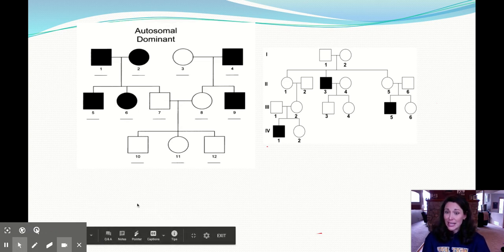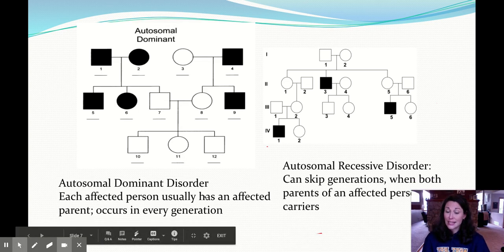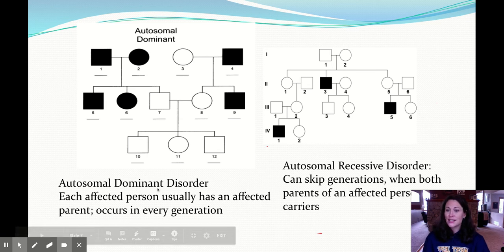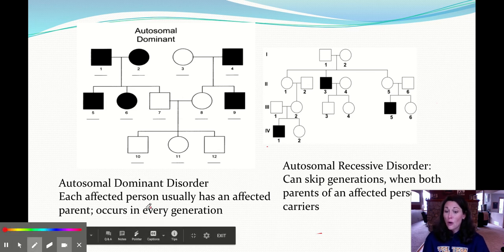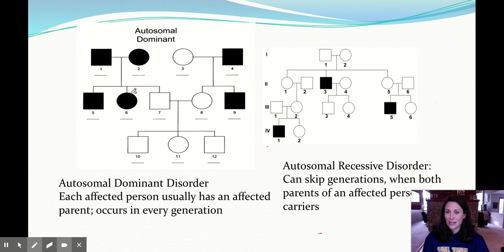So first, if it is a dominant disorder, the dominant disorder will show up with parents who are affected. So if the kids are affected, typically they have at least one affected parent or maybe two affected parents. So that would be a dominant disorder. So notice anybody who has it had one or two parents that both had it, right? And you can see that as you trace this.